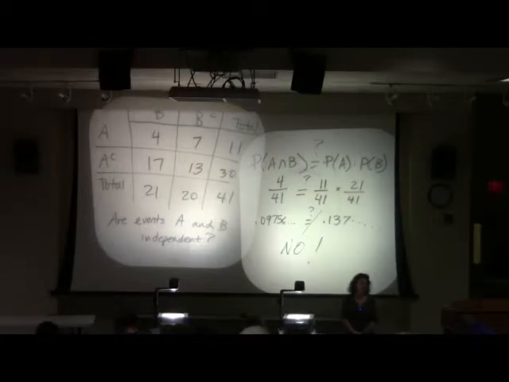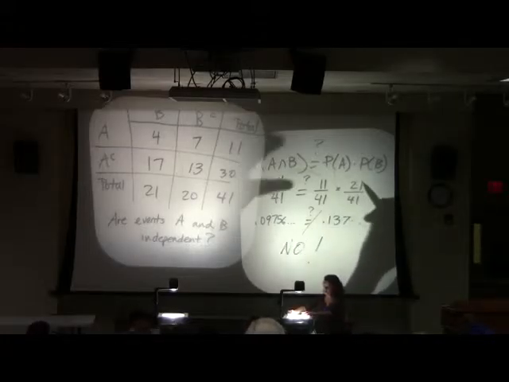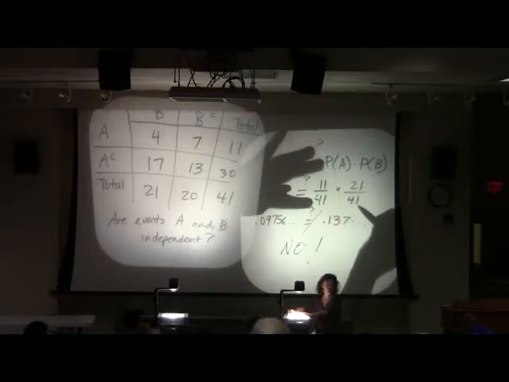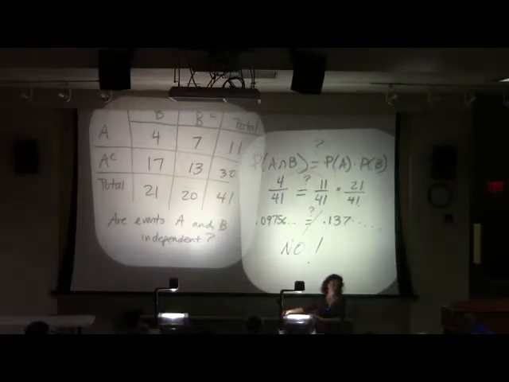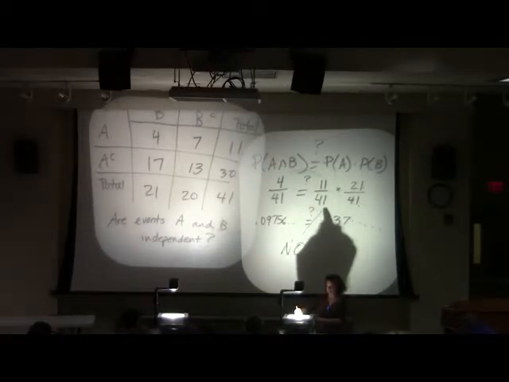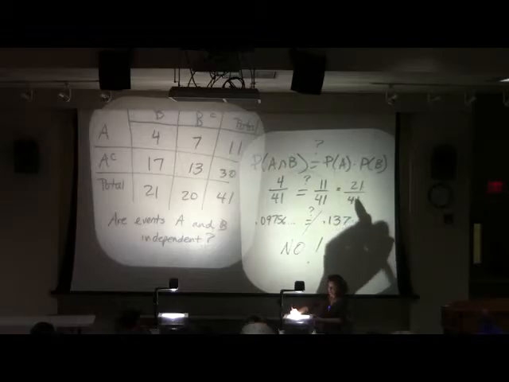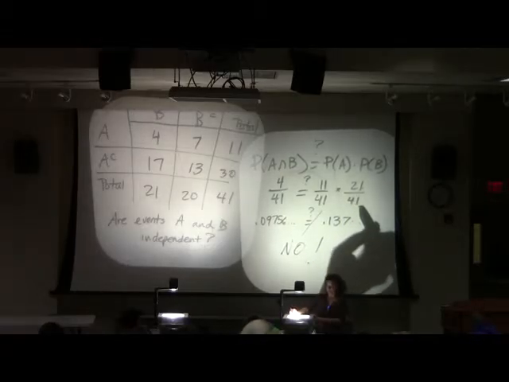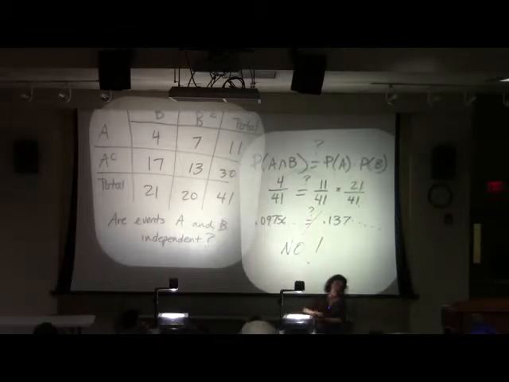Yes? But when you multiply two fractions, you multiply your numerators and you multiply your denominators. Yeah. Or you could do 11 divided by 41, get whatever decimal it is, 21 divided by 41, get whatever decimal that is, and multiply them. It's not going to be equal to this side.